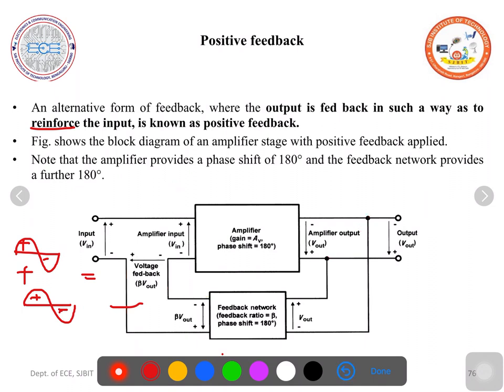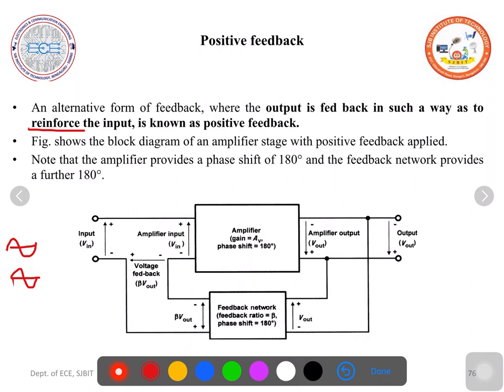So when the input signal and the feedback signal are in phase, then we call it a positive feedback. The output is fed back in such a way as to reinforce the input. Reinforcing the input is known as positive feedback. Otherwise, you can understand if both the input signal and the feedback signal are in the same phase, then we can call it a positive feedback.